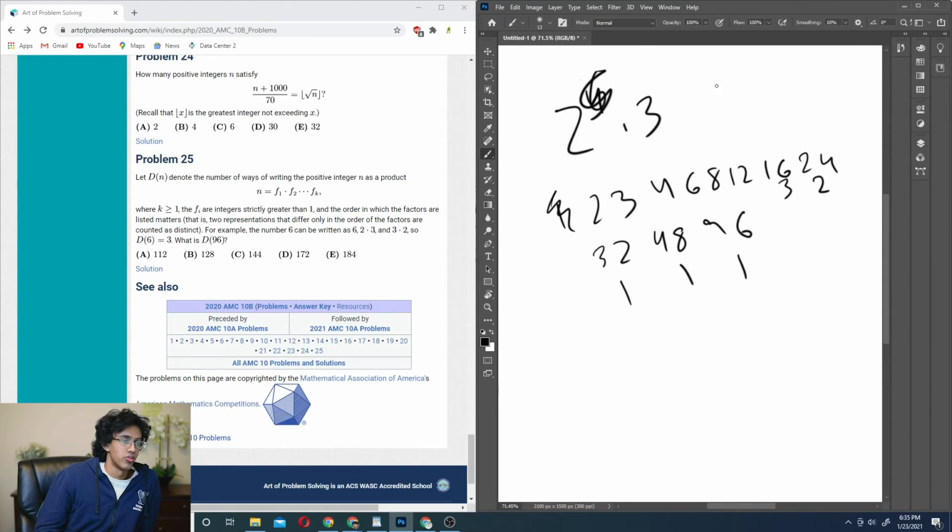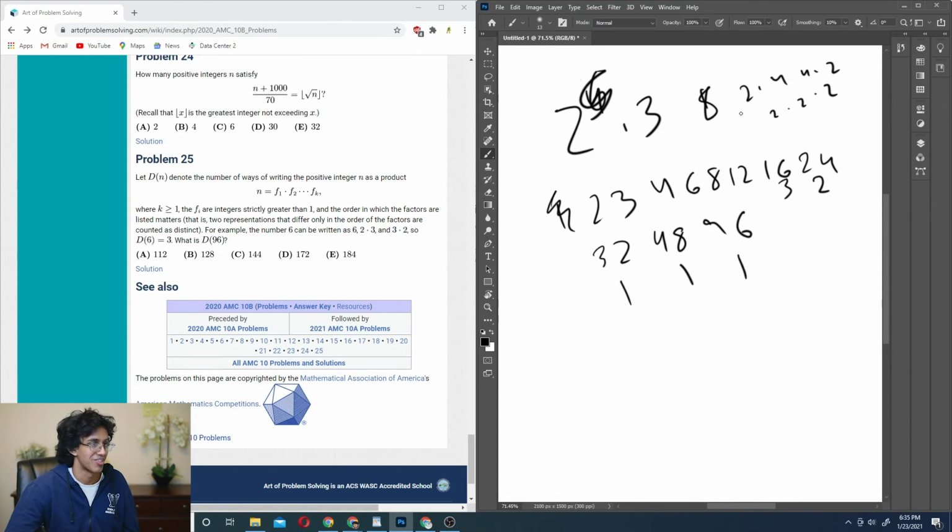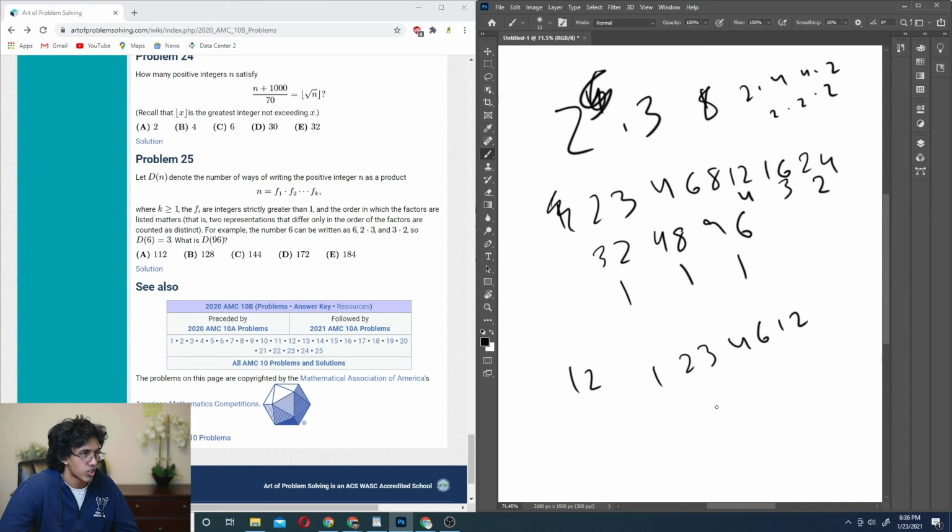How many ways are there to do 8? So you could do 8, you could do 2 times 4, 4 times 2, or 2 times 2 times 2. Anything else? I doubt it. Okay, seems legit. So that is 4 ways to do that. Then 12. You could do 1, 2, 3, 4, 6, 12. Okay, so we already did these. So this is going to be 1, 1, 1, 3. Alright. So then 12 is just a sum of these guys.